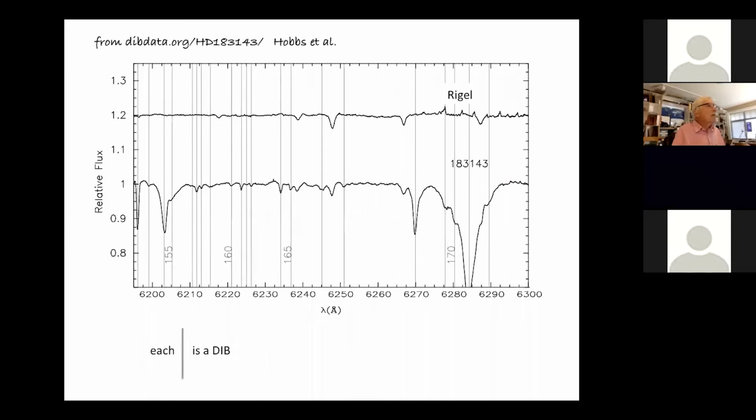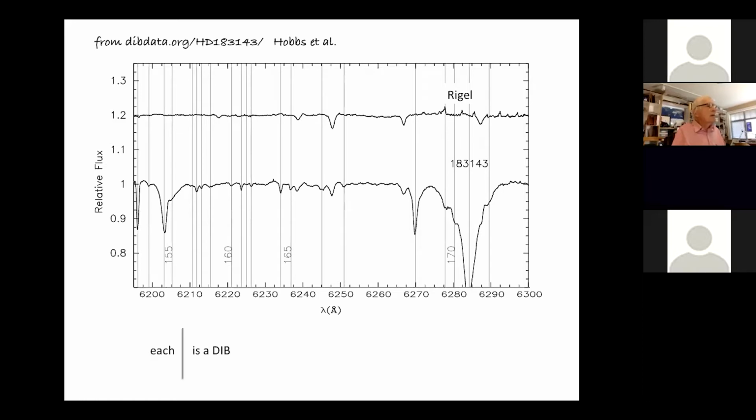If you look particularly in the red-orange region of the spectrum, there are myriads of them every few angstrom. And here, a whole lot of identified diffuse bands in the spectrum of this canonical star 183143, compared with Rigel. They're very similar spectral types. And you see 6284, which is a very broad feature, which actually corresponds with one of the atmospheric oxygen bands, and a whole host of them.